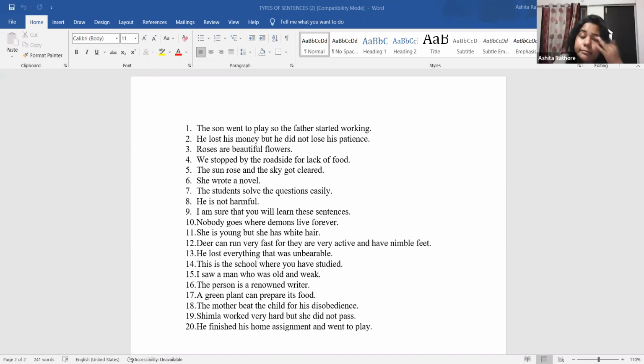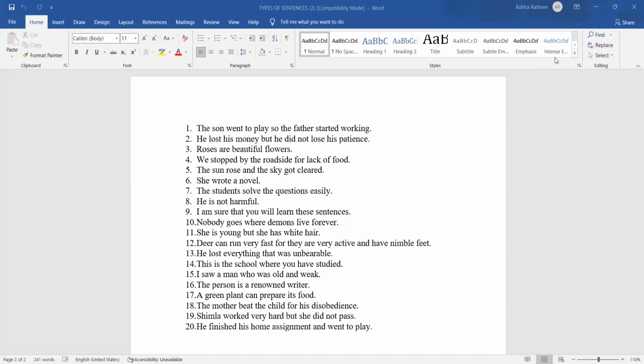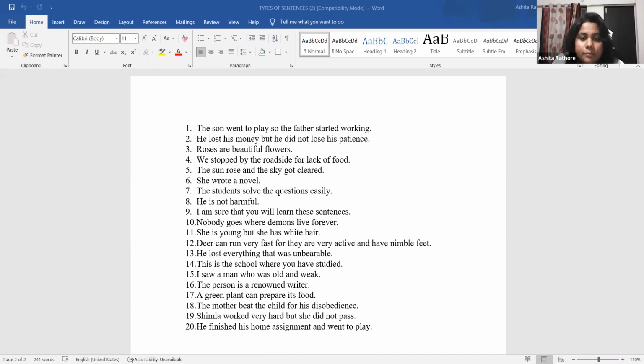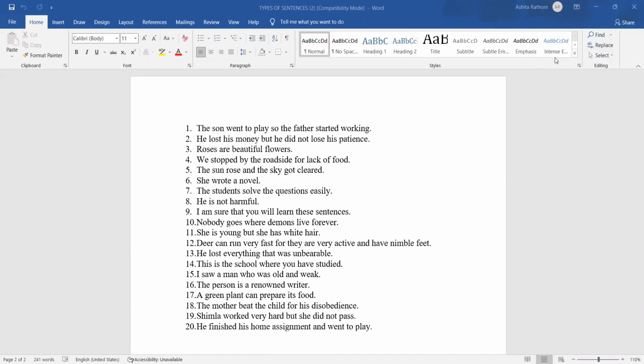So ये क्या हो जाएगा? Compound. Okay. This is the school can qualify as an independent clause, right? Yes, ma'am. So एक main clause आ गया. And where you have studied is qualifying as a subordinating clause. तो क्या बन गया ये? Compound sentence. Are you people now able to recognize patterns?